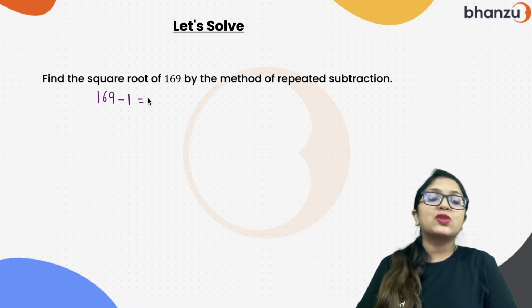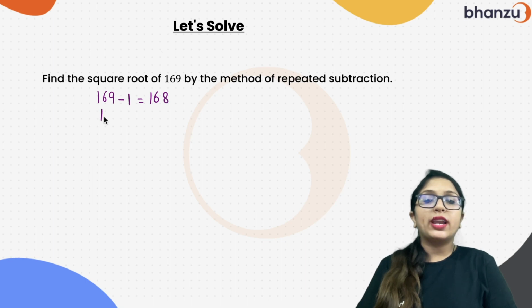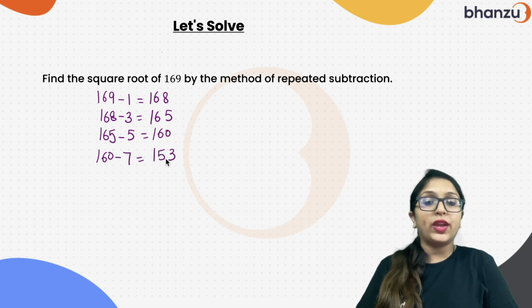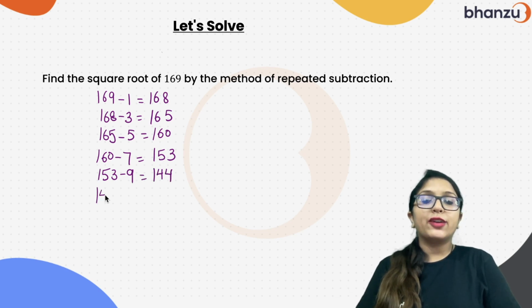169 minus 1 is 168. 168 minus 3 is 165. Then we are going to take away 5. So this is going to be 160. 160 minus 7 is 153. 153 minus 9 is equal to 144. 144 minus 11 is equal to 133.